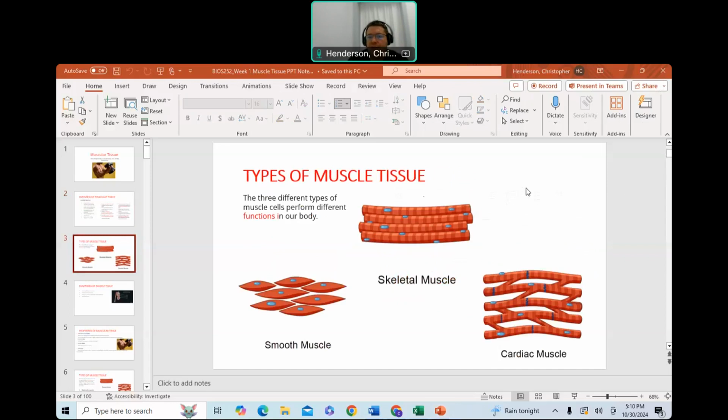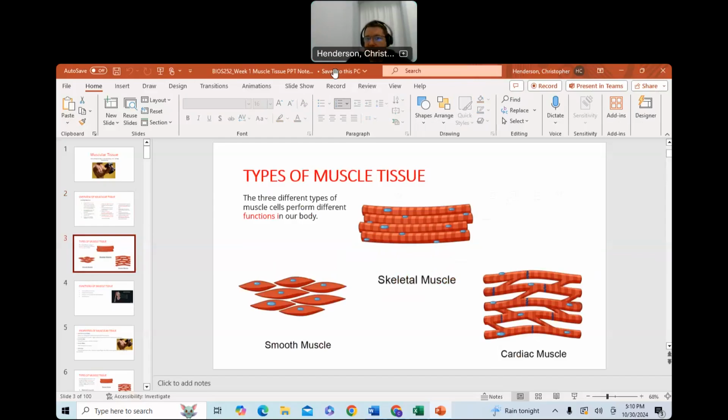So let's start with the different types of muscle tissue. I would first start by making a chart. So draw a chart here. In the first section, you're going to put the different types of muscle tissue. What are the 3 types of muscle tissue? Skeletal, cardiac, and smooth. Next column, where do we find it and what's its function?